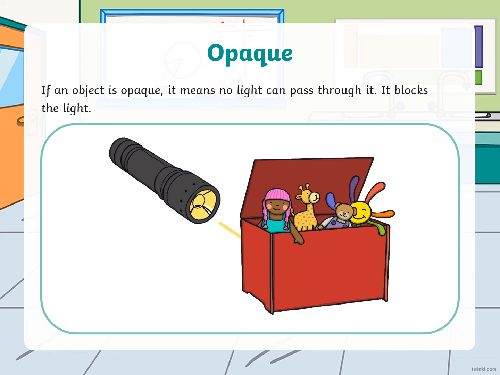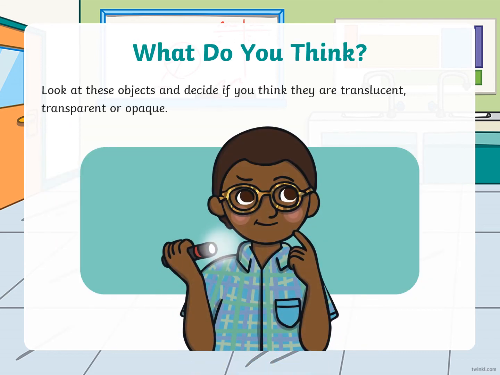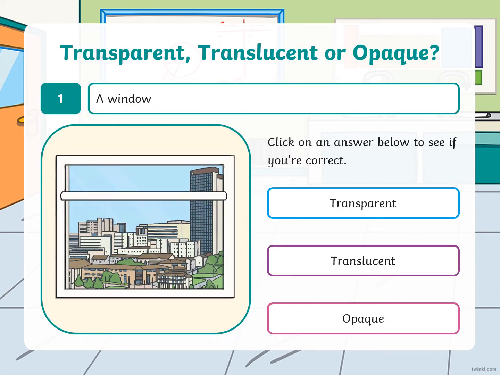Or chairs. A lot of chairs aren't translucent or transparent, they're opaque. They let no light pass through so it blocks it. So look at these objects and decide if they're translucent, transparent or opaque. A window. What do you think? I'm going to go with transparent. Absolutely, yeah. A window has to be transparent or it will let no light in and we'll have very dark houses.